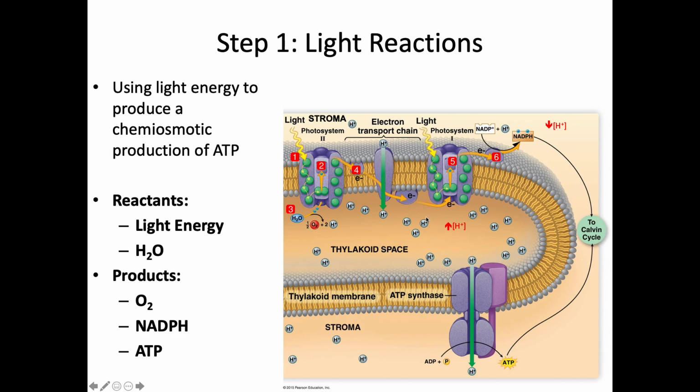So now you're generating a high concentration gradient of hydrogen ions. Now that that's happened, you've pumped protons from the stroma into the thylakoid space. Now the electrons are going to go to this peripheral protein, mobile electron carrier, and then to here.